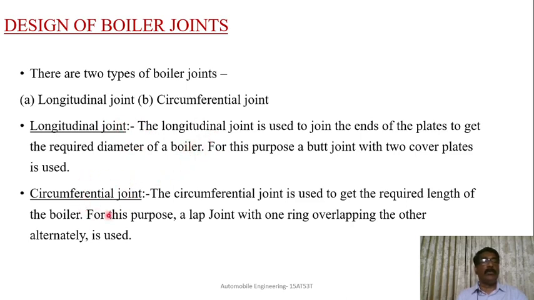Another one is a circumferential joint. Here it is used to get the required height of the boiler. And the type of joint here is a lap joint. Each round plate will overlap with the other, and you get a lap joint. So we use a lap joint for a circumferential joint, and for a longitudinal joint, we use the butt joint with two cover plates. These are the two important types of boiler joint. In a longitudinal joint, we get the required diameter. In a circumferential joint, we get the required length or height of the boiler.